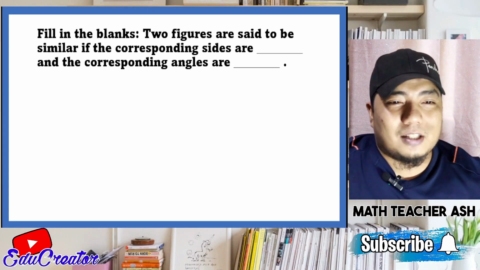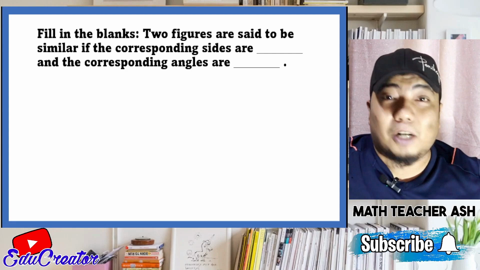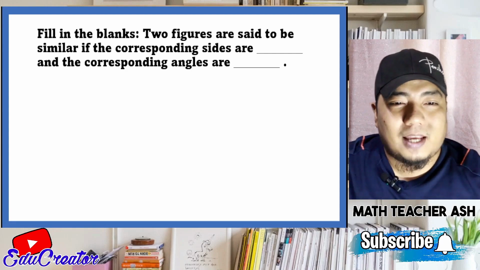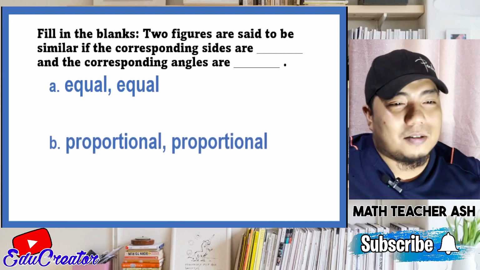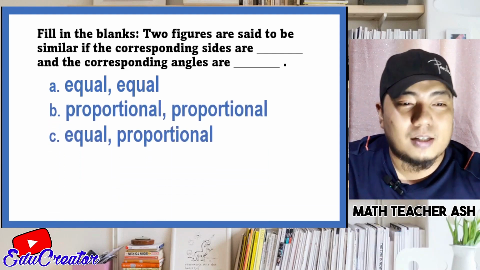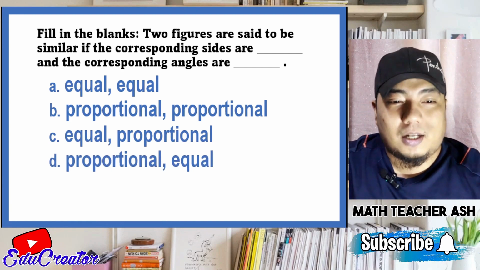Third question, fill in the blanks. Two figures are said to be similar if the corresponding sides are blank and the corresponding angles are blank. Is it A, equal, equal, B, proportional, proportional, C, equal, proportional, or letter D, proportional, equal?